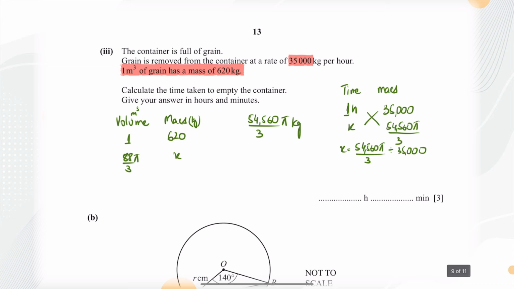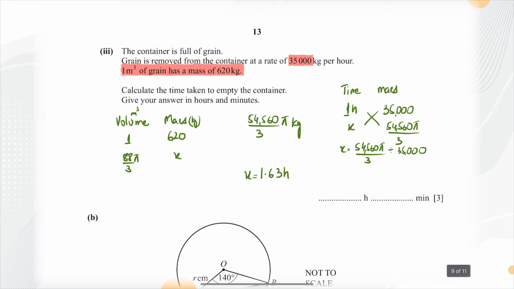Just a minute. Oh, I've subtracted 35,000. I was wondering how come the value looked so odd. So that means I have to do it all over again. 54,560 pi divided by 3, then divided by 35,000. Yep, this makes more sense. So here we are looking at 1.63 hours.